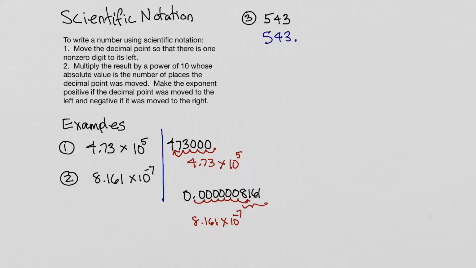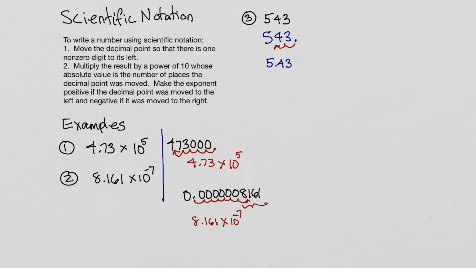Now what we're going to do is move this decimal point until it's right here, because if I move it here, I've got one non-zero digit, the 5, to its left. So to do that, we're going to move it 2 places to the left. Then our number is going to look like this, 5.43.